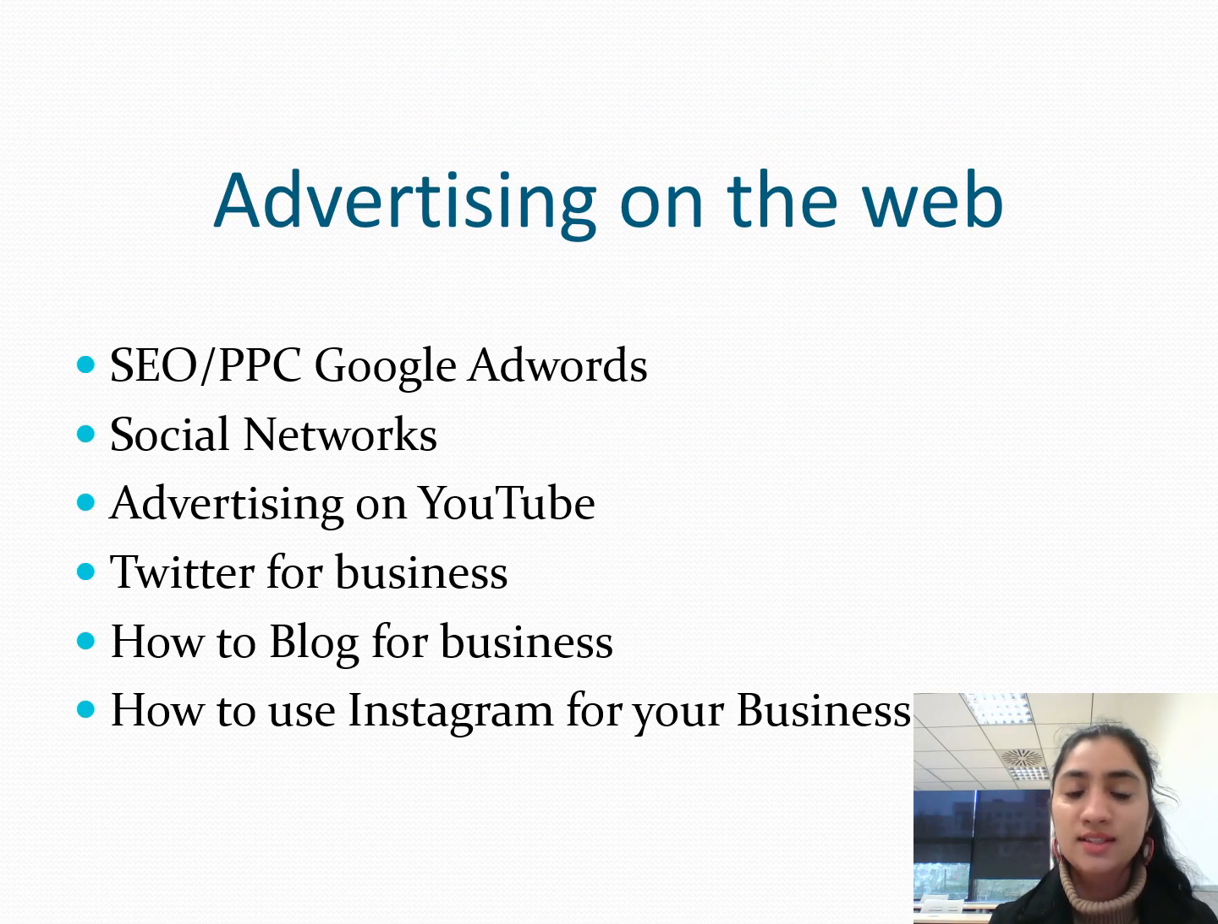Okay, so advertising on app and web. How would we advertise on the internet? We can use social media platforms, we can do blogging, we can use Twitter for business, we can use Instagram for business, and we can use Google AdWords, Google advertisements, and SEO, search engine optimization.